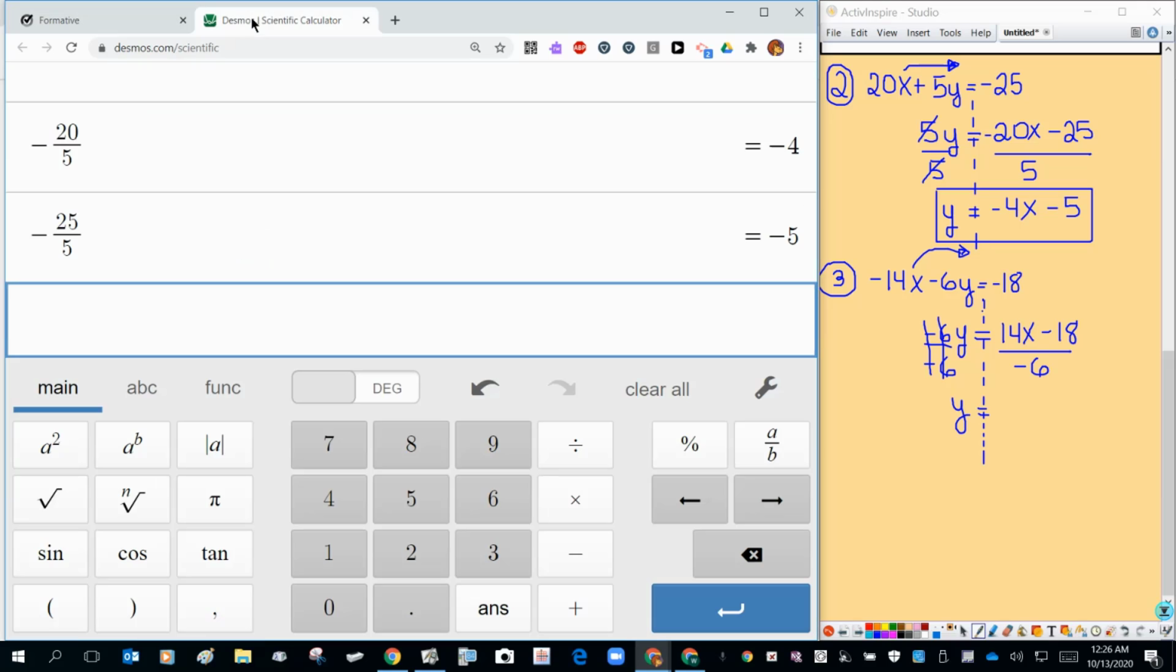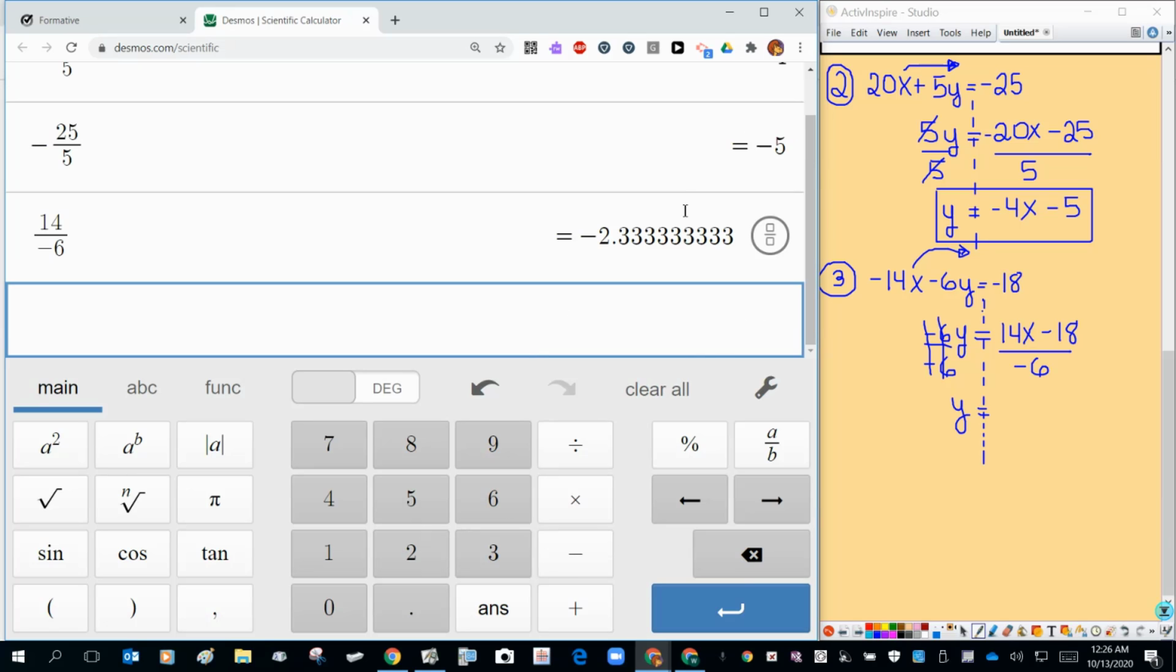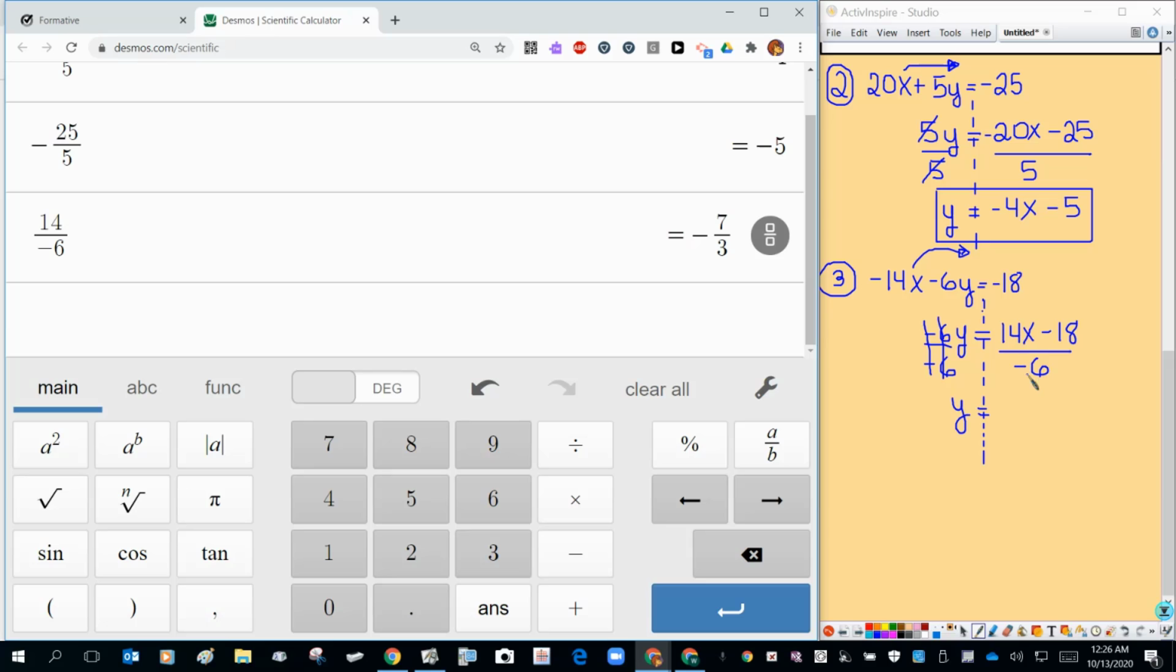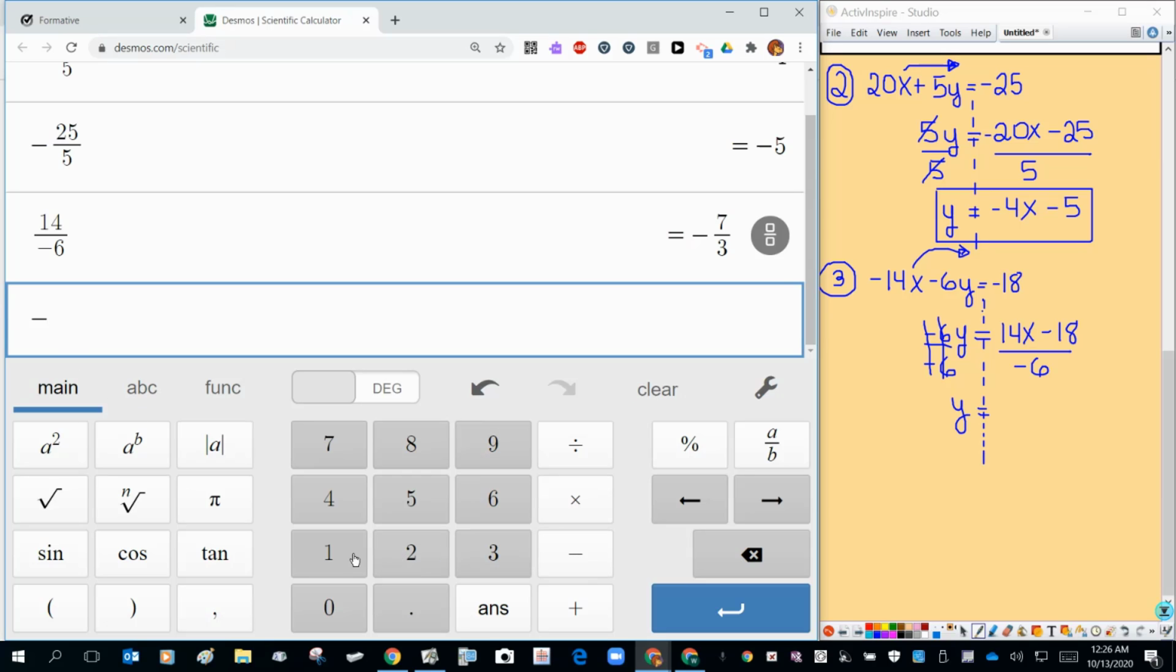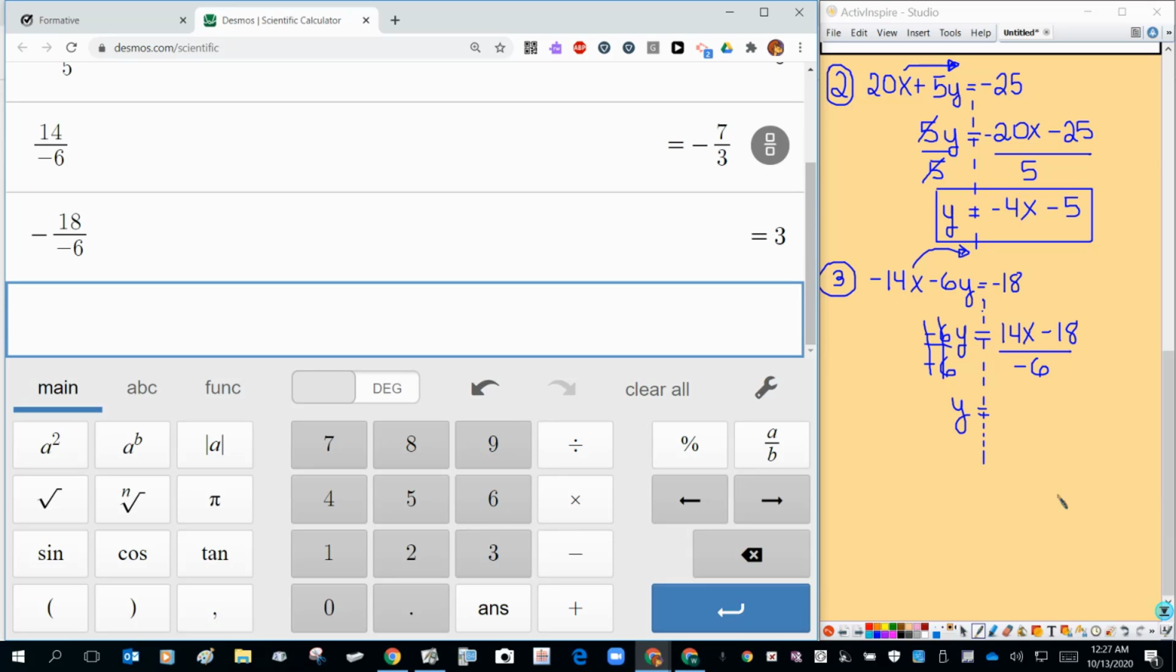So let's click on the calculator. And we're going to get 14 divided by negative 6. In this case, I got a decimal. But notice that I have this little circle here to convert to a fraction. So now I know that 14 divided by negative 6 converts to negative 7/3. And then since I have the calculator with me, I'm going to enter negative 18 divided by negative 6. And we got positive 3.